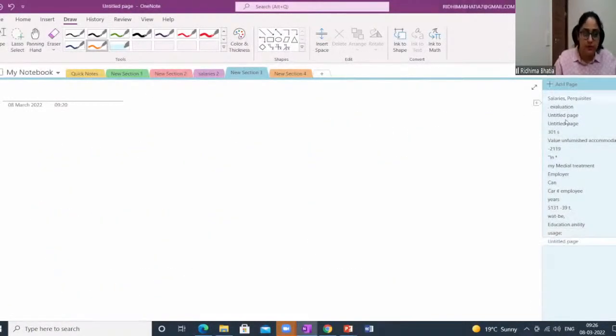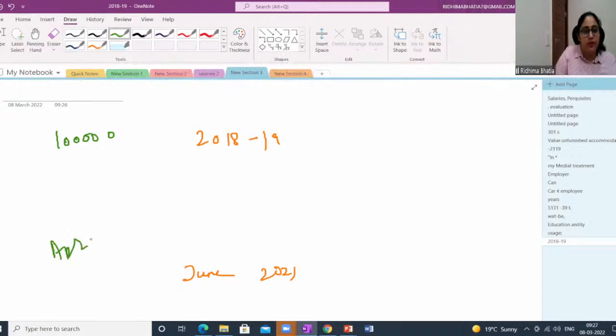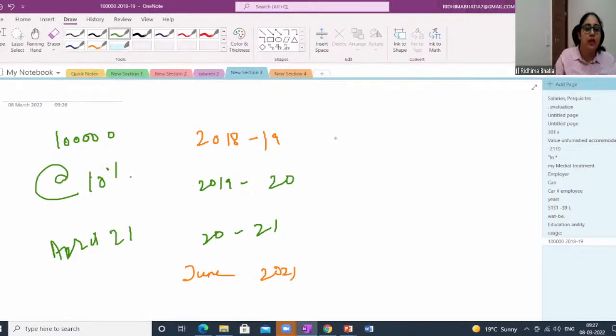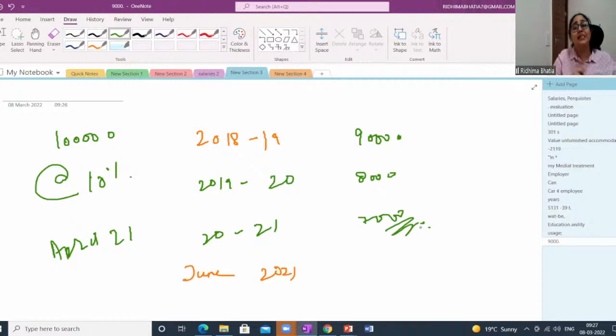Ma'am, example. Quickly, if I transfer a TV purchased in 2018-19, and we are transferring it to you in June 2021. The cost of TV was 1 lakh. So what would be the value on April 2021? I have to calculate 2018-19, 2019-20, 2020-21, right? So at 10%, I will reduce this and calculate the value. So this becomes 90,000. 70,000 would be the depreciable value on SLM basis on April 21, which would be the value of perquisite for the transferred asset.